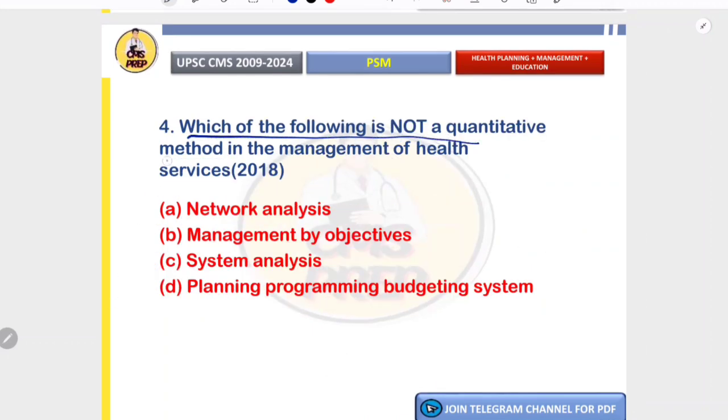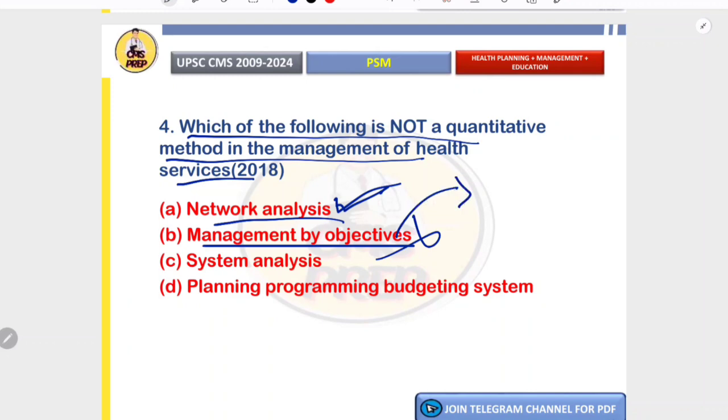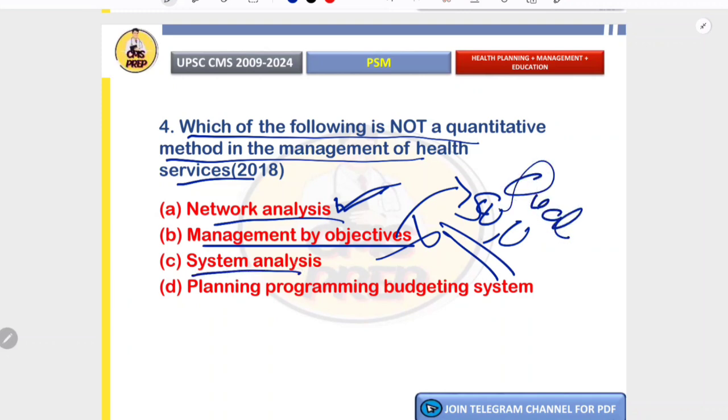Which of the following is not a quantitative method in management of health services? First one, network analysis. Yes, it includes all the activities and events and it is a type of quantitative analysis. Management by objective. This is the incorrect one. Why? In management by objective, subunits and units prepare their own plan of action and it is a type of qualitative technique of health management. In systems analysis, we compare the cost effectiveness of two or more alternatives in a health program and it is a type of quantitative method of health management.